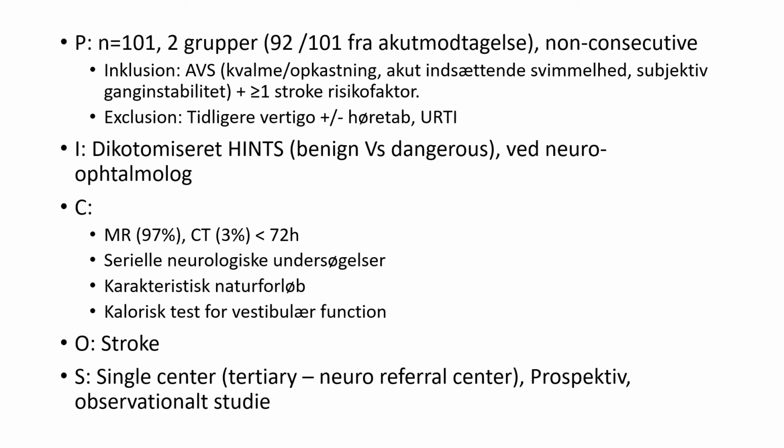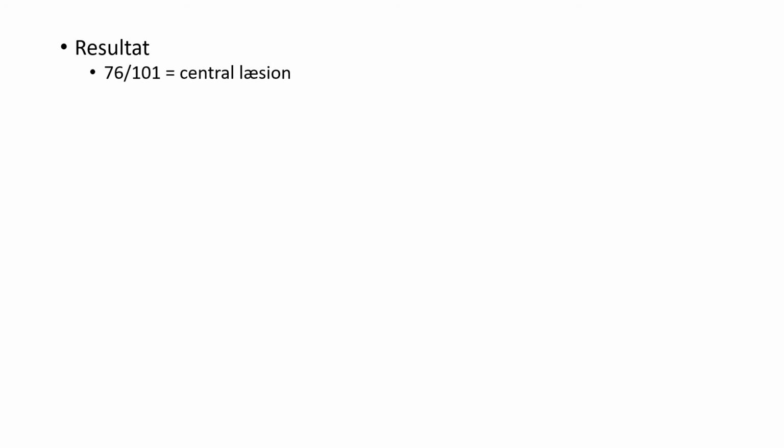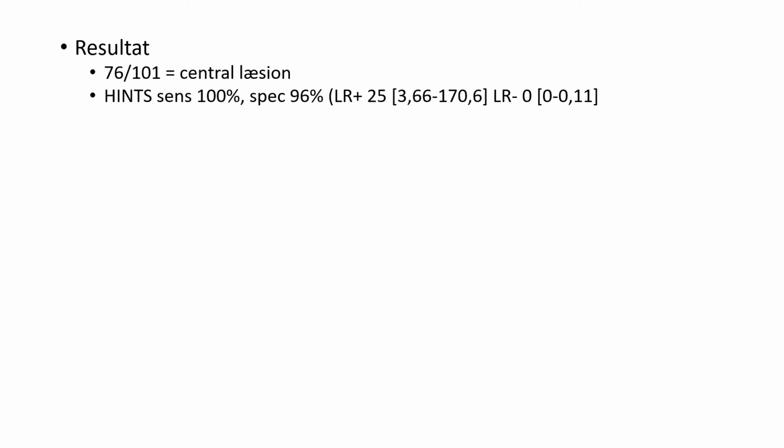They did MRI, and they looked at whether the course of the symptomatology would fit with stroke or vestibular neuritis. They also did a caloric test, and their outcome was stroke. What they found was that this was a high risk population, with about 3/4 of them having stroke. But in this population, they found that the HINTS test was 100% sensitive and 96% specific.